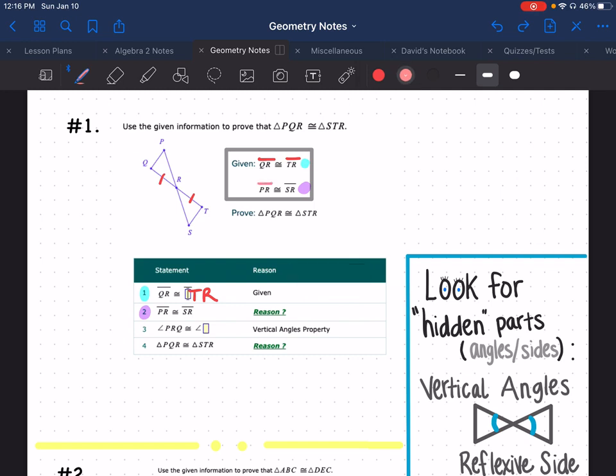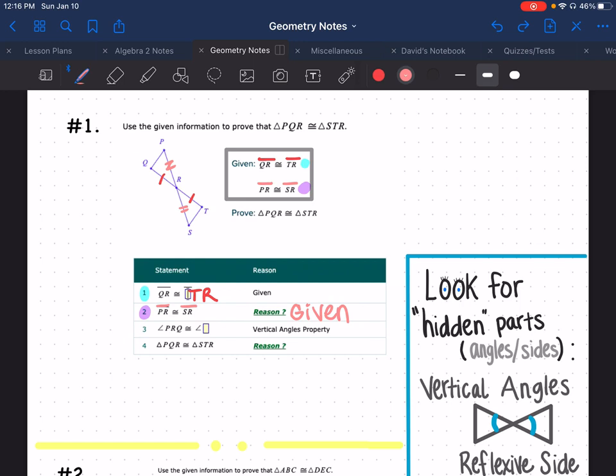So it says PR is equal to SR, so that's there. What's missing is the reason. Well, remember we said the reason had to be given because it's in that given box. So the reason for both of those givens has to be given. That's just the way a proof works.